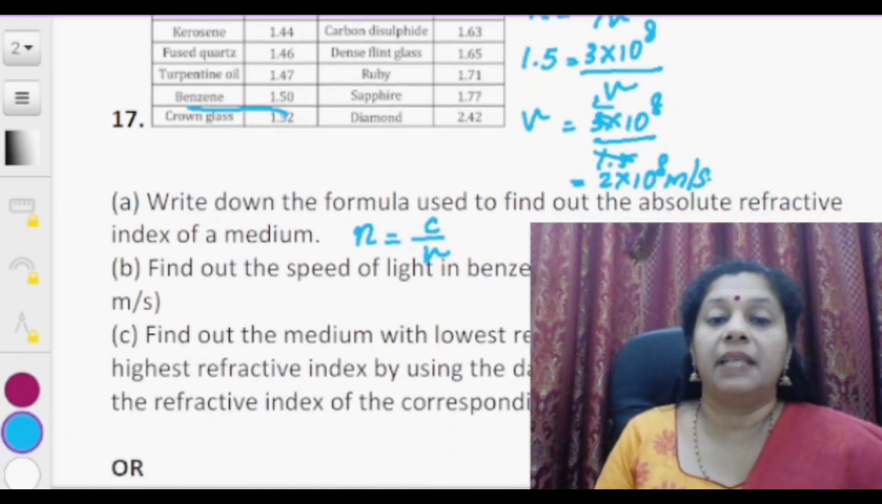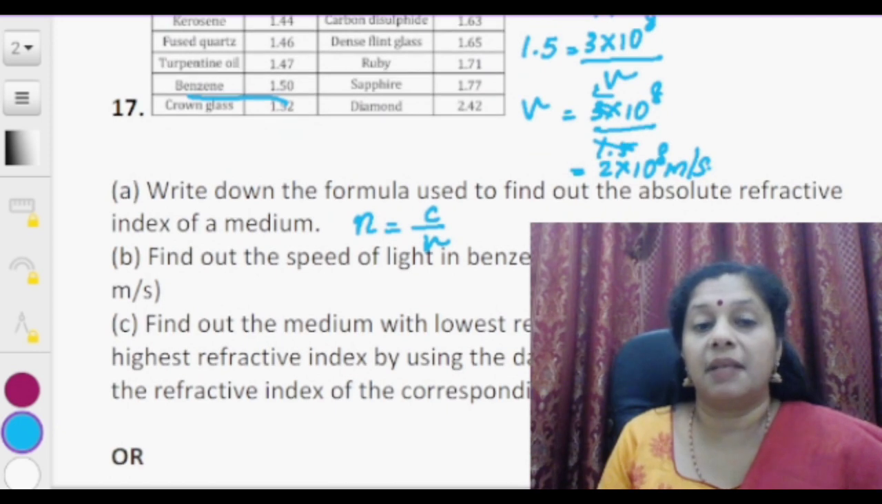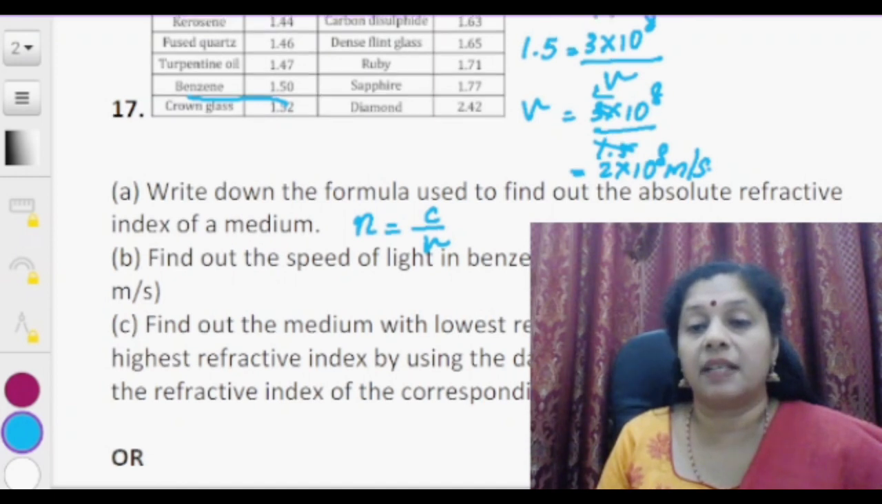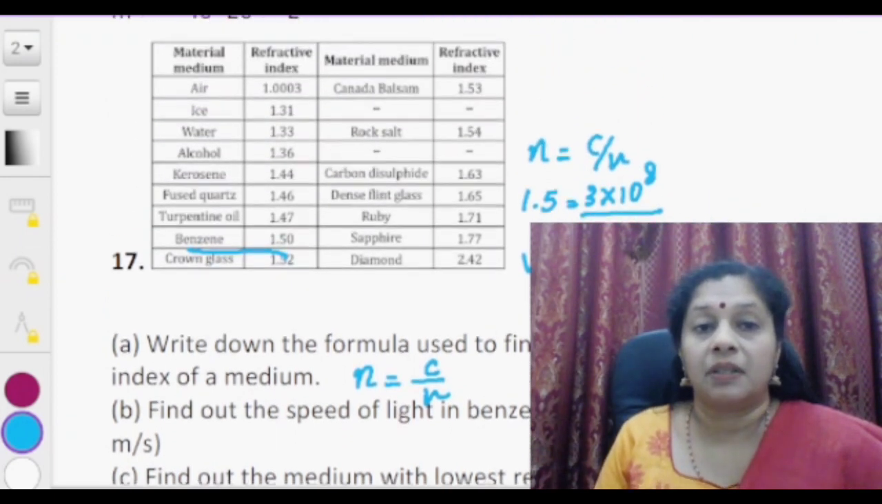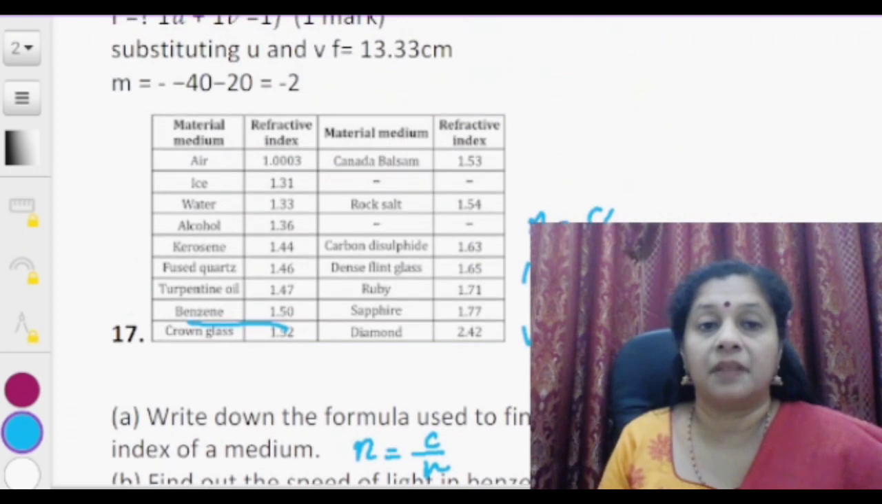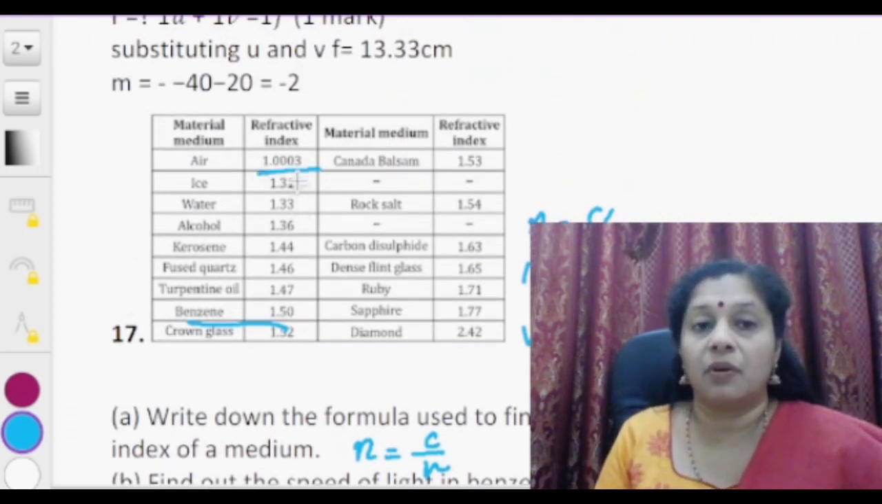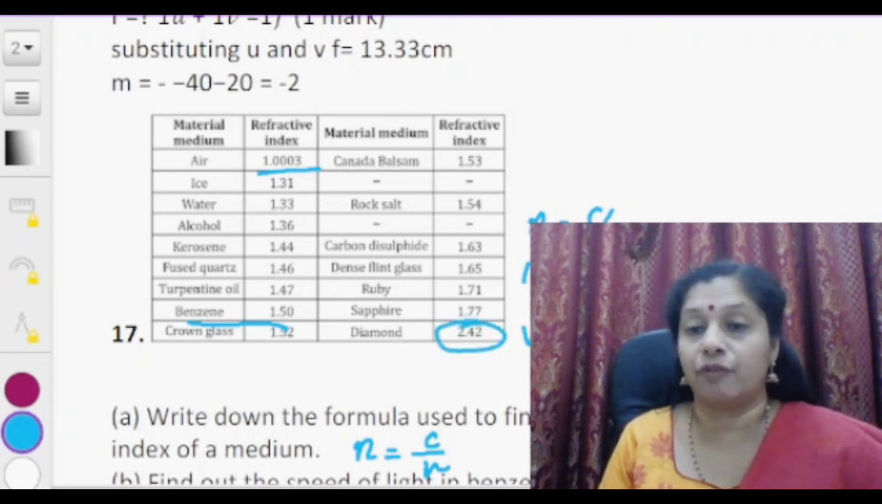Then find the medium with the lowest refractive index and the medium with the highest refractive index using the data given above. Also mention the refractive index of the corresponding media. So the lowest is always air. It is near to vacuum, 1.0003, and the highest is diamond with 2.42.